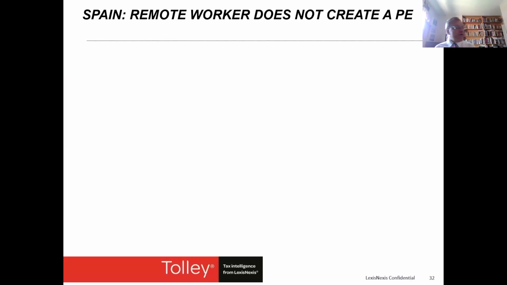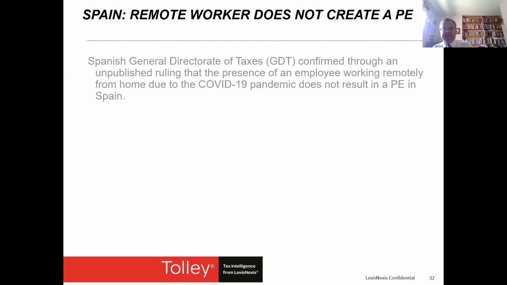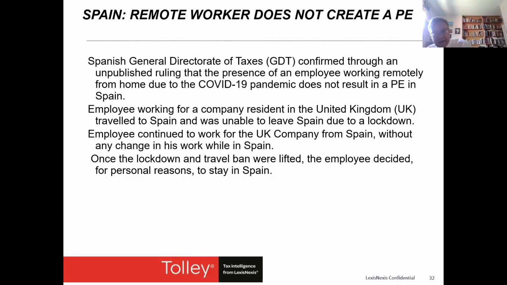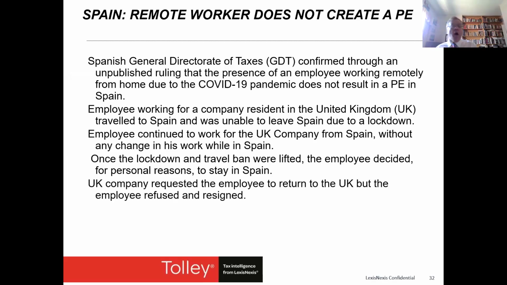My final one overseas, which is quite an interesting one, is where an employee went and stayed abroad during the lockdown, and perhaps unsurprisingly, during the lockdown, was not seen as creating a permanent establishment in Spain. And that was fairly common. But what happened afterwards was, once the lockdown and travel ban were lifted, the employee decided for personal reasons to stay in Spain. The UK company requested the employee to return to the UK, but the employee refused and resigned.